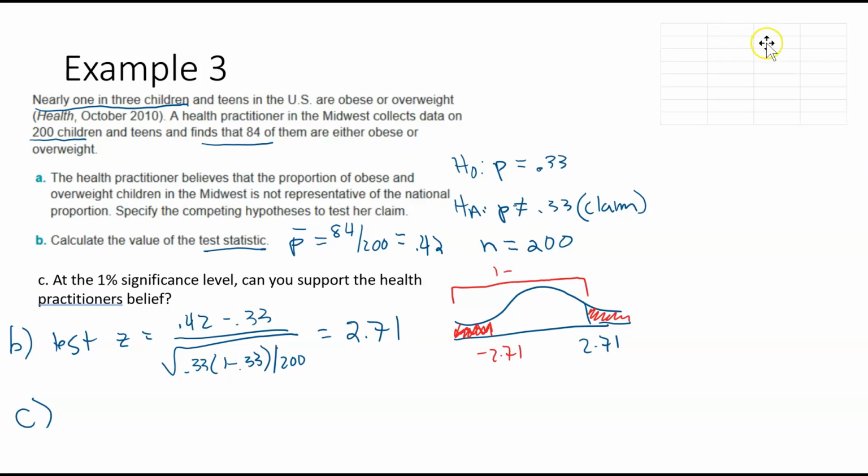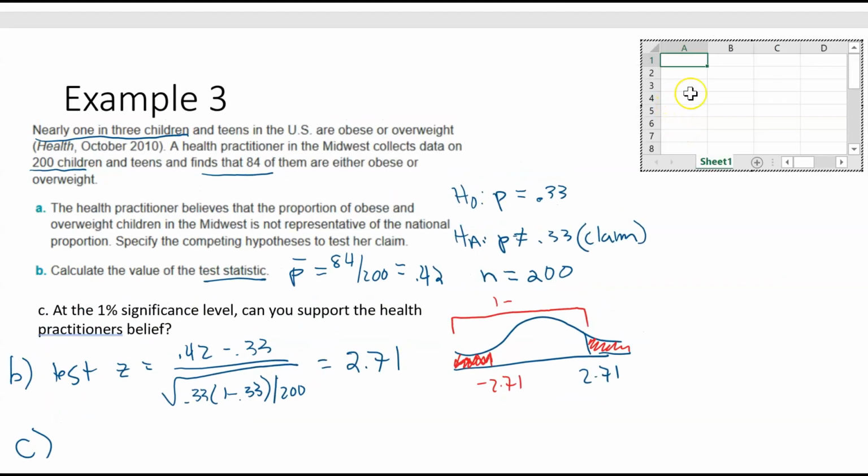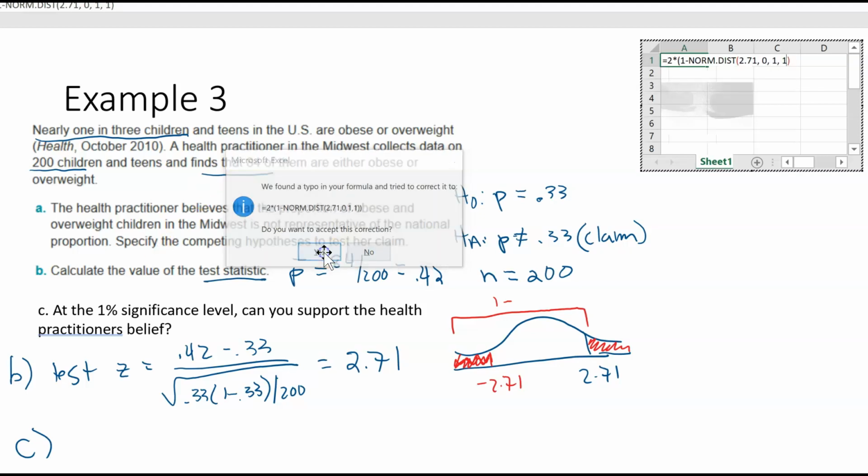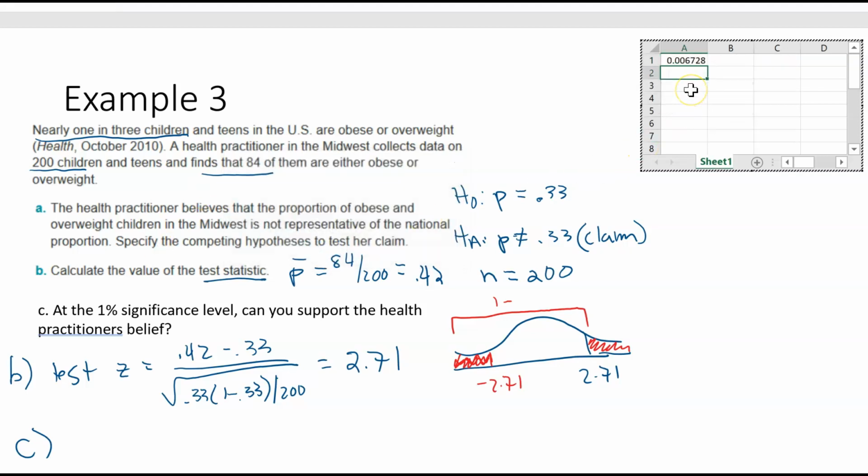To find the p-value, yes, you could use the negative, it is a little bit easier, but just to follow the rules that were posted earlier. So if we're doing 2 times 1 minus norm.dist of 2.71, 0, 1, oops, they always add an extra parenthesis, I always forget it. We get 0.0067. So our p-value is 0.0067.